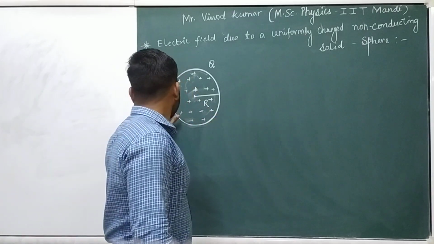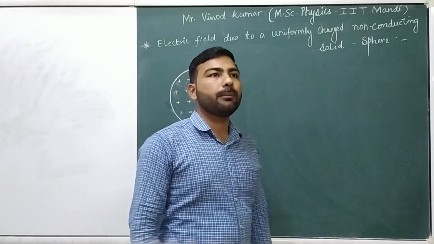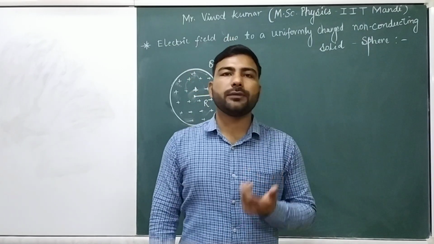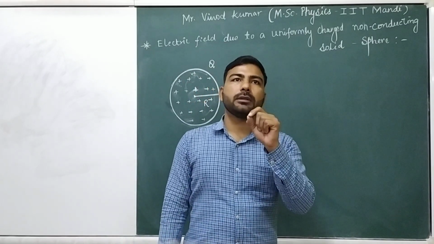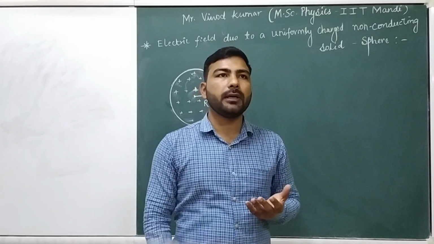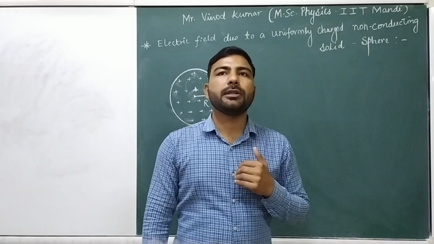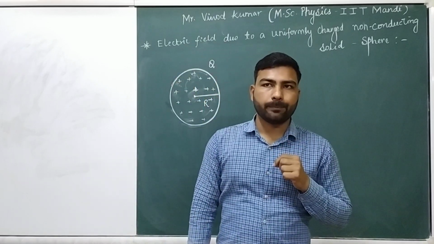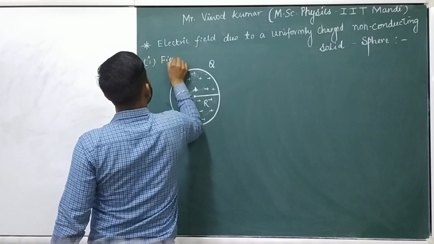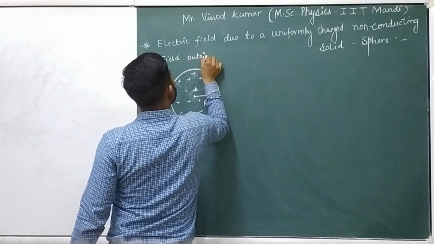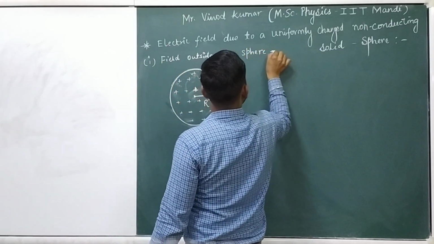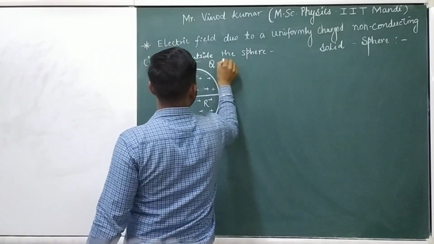Now we are going to find the electric field at a point outside the sphere and at a point inside the sphere, and in one other case we are going to take a point on the surface of the sphere, and see how the electric field depends on the distance from its center. The first case is the field outside the sphere. What will be the field outside the sphere?